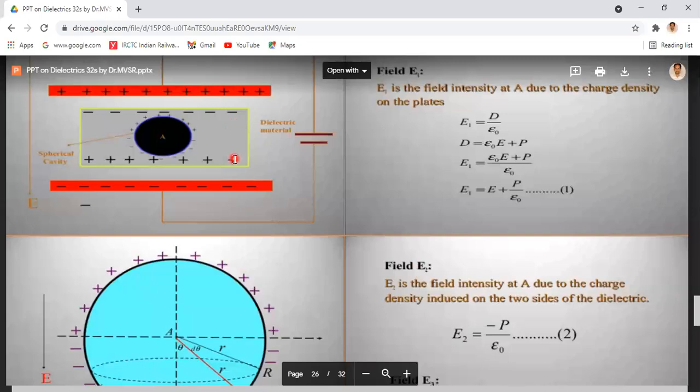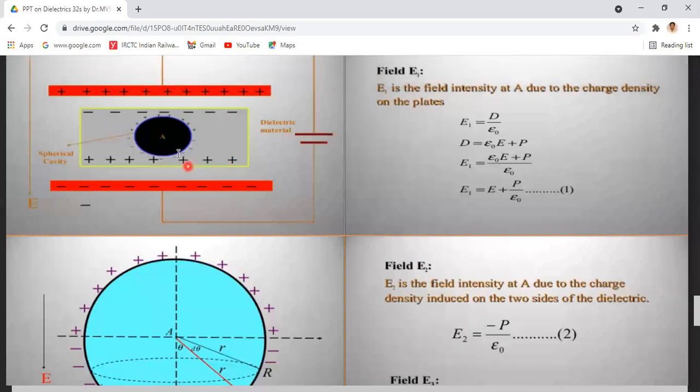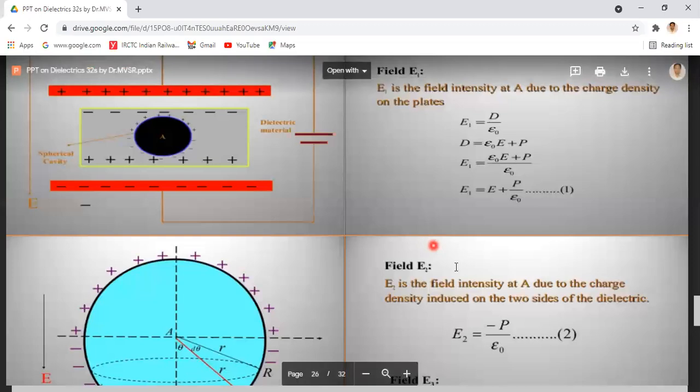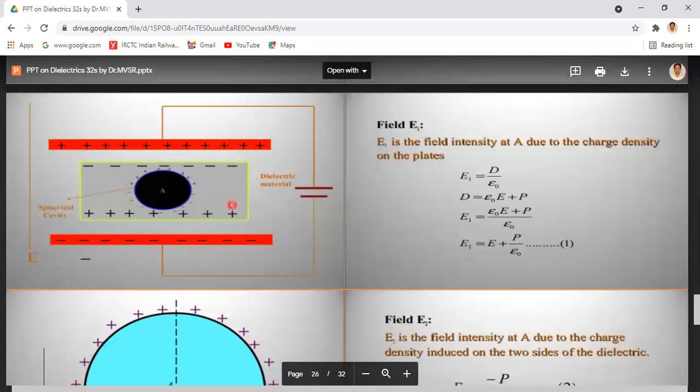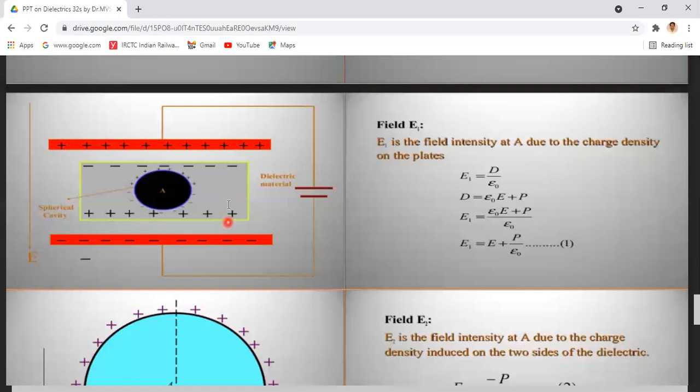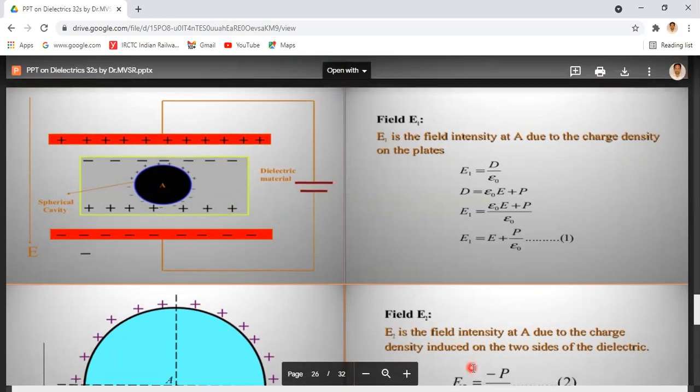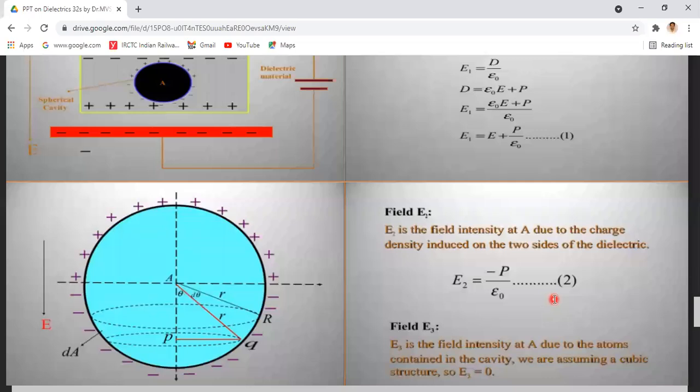Say the electric field produced by this dielectric material is also acting on the atom A. That is given by E2 bar is equal to minus P by epsilon naught. The minus sign indicates this electric field produced by the dielectric material is in opposite direction to the applied electric field due to this capacitor. So the external electric field is E1 bar, and the electric field produced by this dielectric material is E2 bar, which is in opposite direction, which indicates this negative sign. So that is equation number 2.